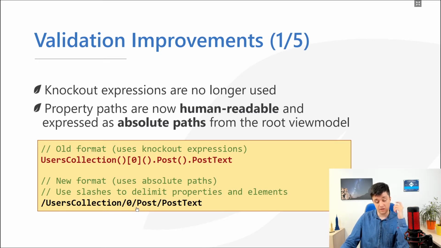And in that object, there must be a property called post, and it must have a child property called post text, and this is something that we are attaching the error to. So it's basically just a way to describe the path from root view model to the target violating property. So that's what these new property paths actually mean. So, okay, this is pretty nice.